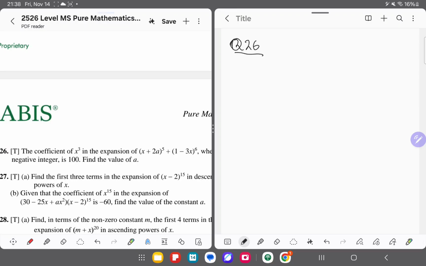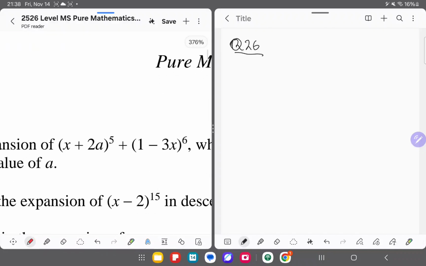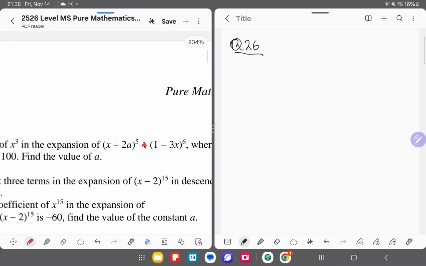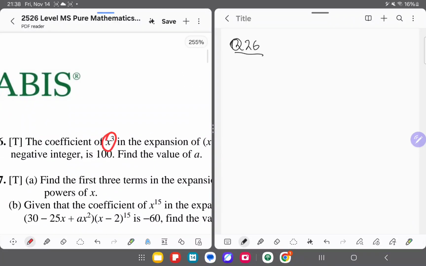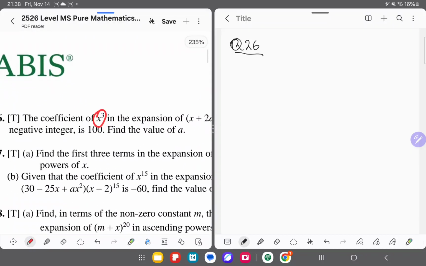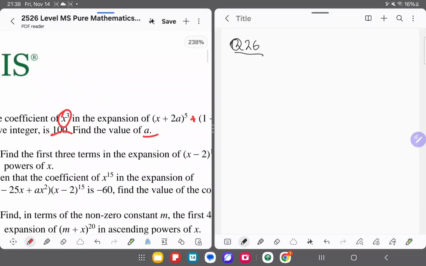So over here, it shows that instead of multiplying their binomials, they're adding, and they want to find the coefficient of x power of 3. Well, they already gave it to us actually. They just want us to find the value of a.